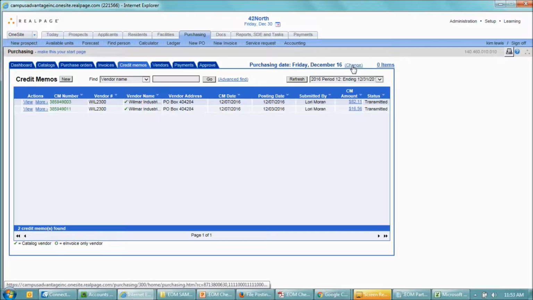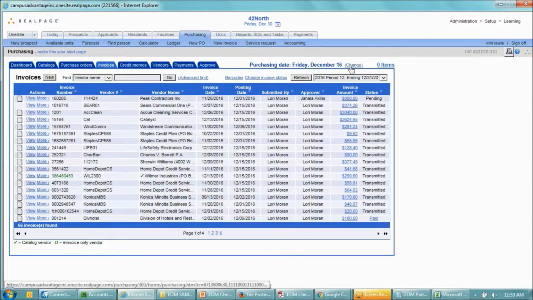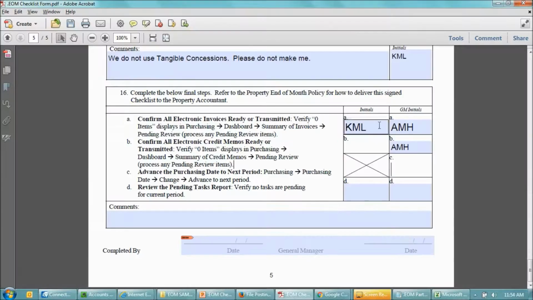This one, if it does, great. If it doesn't, and it's very valid where it might be behind, you may not want to transmit your invoices yet to One-Side Accounting, and when you advance the purchasing date, it is the trigger for pushing the ready invoices to be transmitted. However, at end of month, you've got to get those invoices in. They've got to be transmitted. So we need this purchasing date to be advanced to the next period.